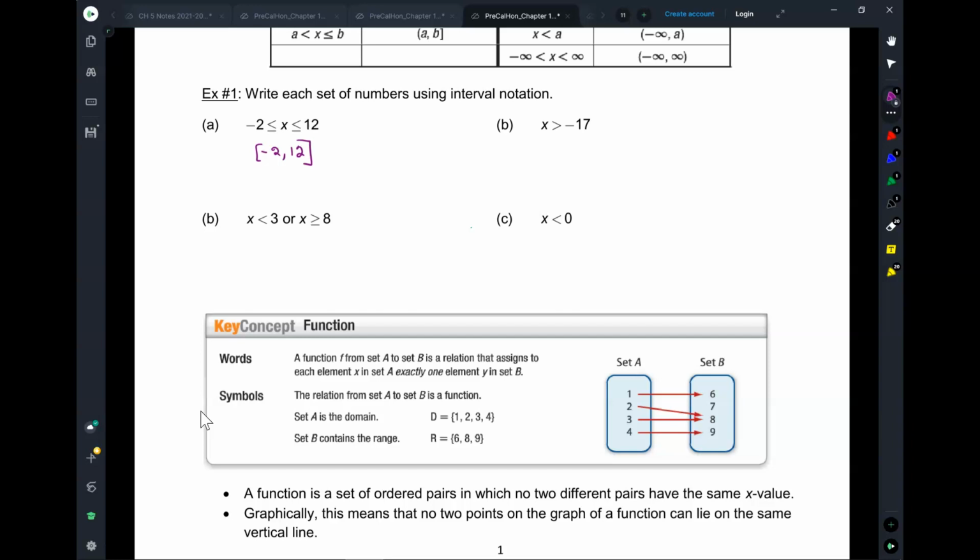And then if I have x is less than -17, it's all the numbers less than -17. I'm sorry, x is greater than -17, starts at -17 and goes up. So it's -17 to positive infinity. I have to have an open parenthesis, not a bracket there, because that's an open circle, greater than. The infinities, I don't know where infinity is, right? It's not a point that I can go land on. So infinities always get open parentheses.